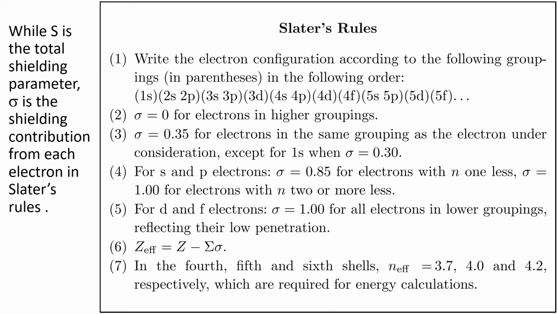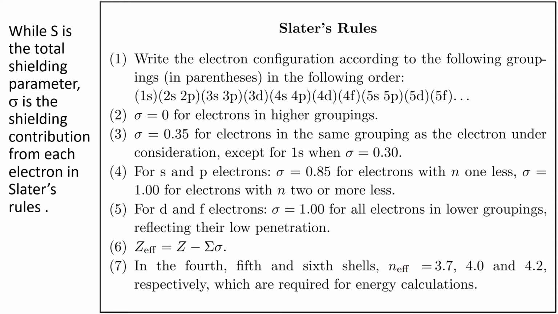And this is this capital sigma there, summing over all of the little sigmas, the contributions from all the other electrons. And that gives us our overall shielding parameter, which we subtract from Z, the nuclear charge, to give us our effective nuclear charge, Z effective.